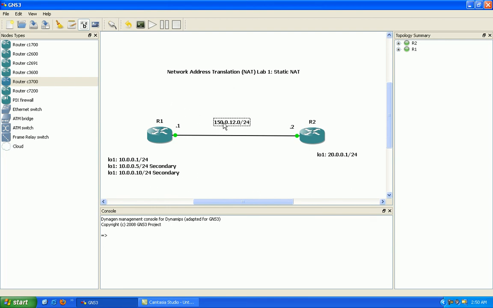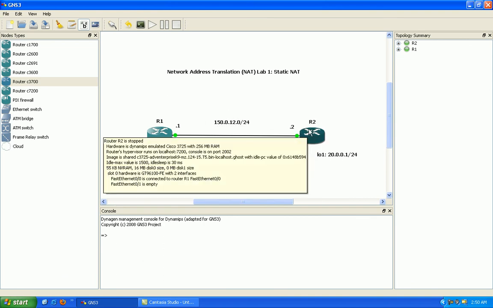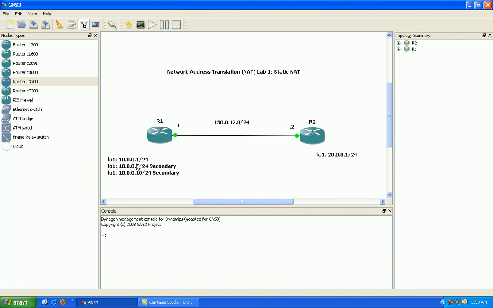And then we also have what's called the inside global IP address. And this is, again, the publicly routed or registered IP range, which, as we all know, 150.0 is a publicly routed Class B network range. And again, what we're going to make it look like here is, when router 2 tries to reach the 10 network, we're going to make it look like it reaches it through 150.0.12.1. So again, that's going to be our inside global IP address.